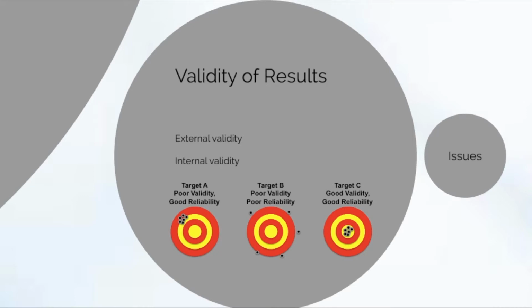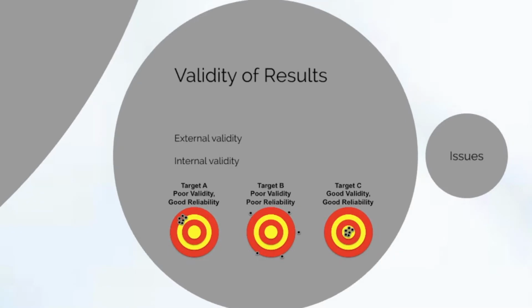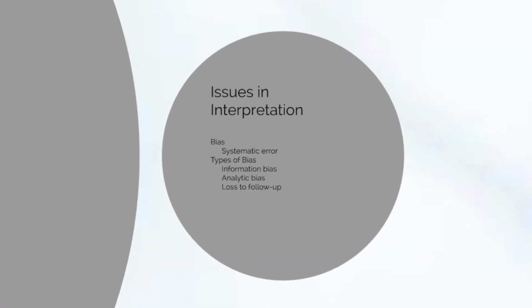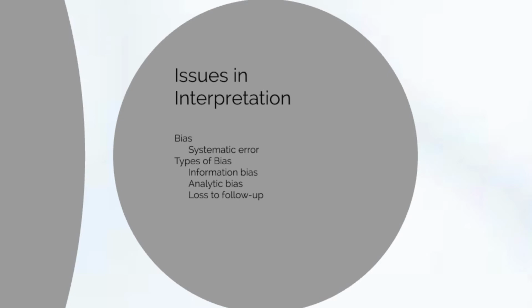External validity is the extent to which the results of a study can be applied to the people not in the study. This basically means you want to see if your study is generalizable or representative of the general population. For internal validity, it's the extent to which the groups are comparable within the study. There are certain issues that can occur during the interpretation of results. One of these is bias, which is a systematic error in the design, conduct, or analysis of a study that results in a mistaken estimate of an exposure's effect on the risk of disease.